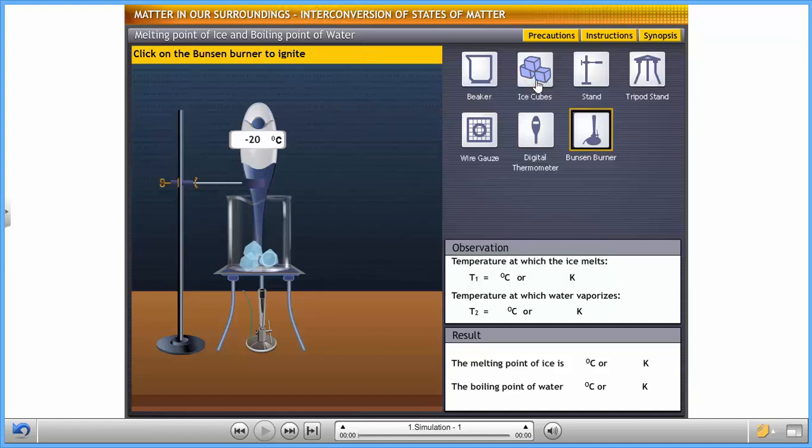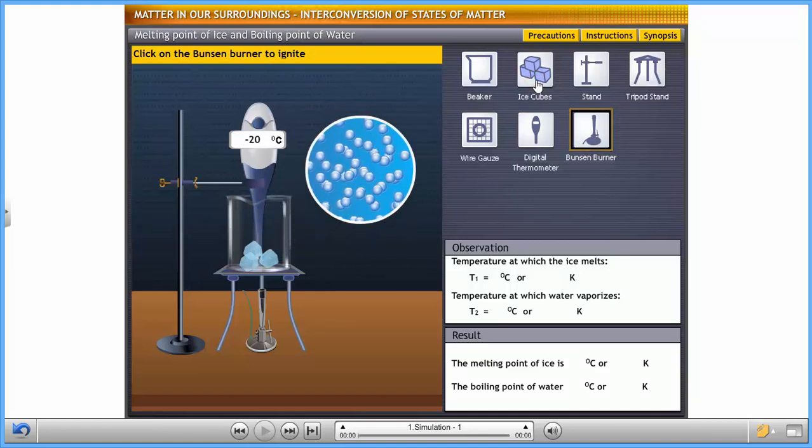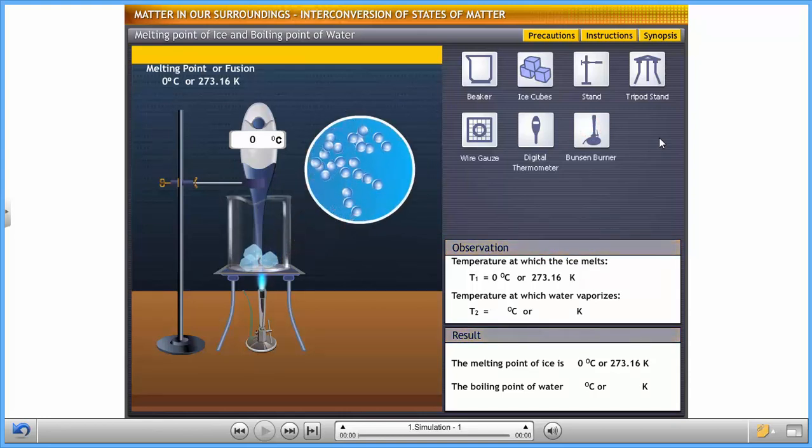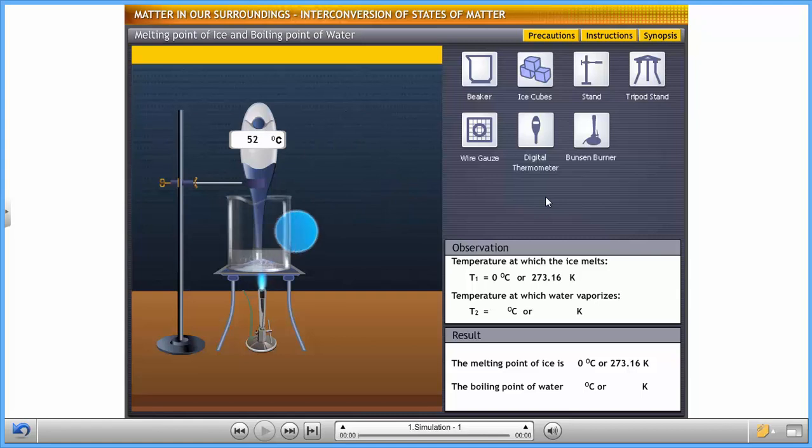Observe the arrangement of molecules in the ice. Click on the Bunsen burner to ignite. They will tell what to do, why to do. Simply you have to follow the instructions. Now, once again, observe the changes in the movement of the molecules. This is one of the experiments. Same way, whatever lesson of the science has an experiment, you will be able to do it on the computer itself.